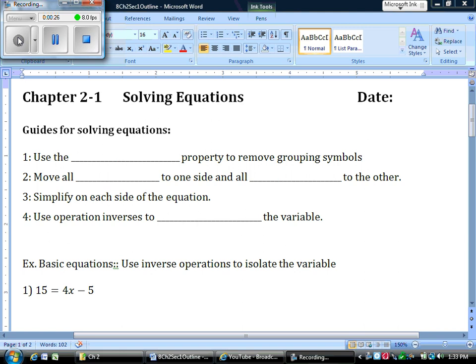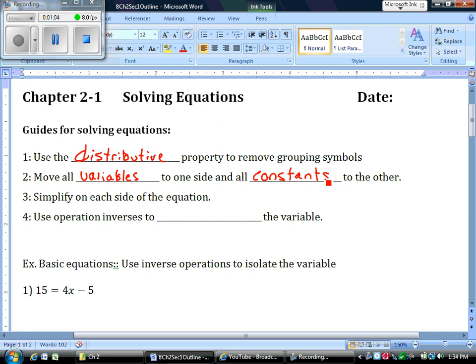The first thing we're going to want to do is use the distributive property. Remember back just this past chapter in chapter 1 where we talked about the distributive property, something we've been using for a couple years. We know how to do it. Use the distributive property to get rid of the grouping symbols or the parentheses. Second thing we're going to need to do is move all of the variables to one side and all the constants to the other. Remember, constants are just numbers. They're integers in the equation, or fractions or decimals or whatever types of things are in there. Constants are the numbers, not the variables.